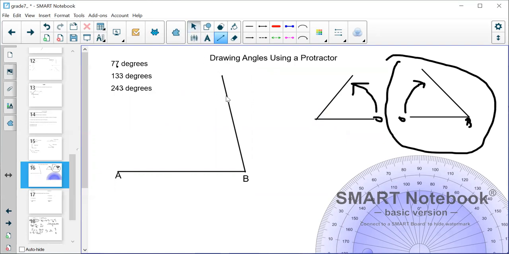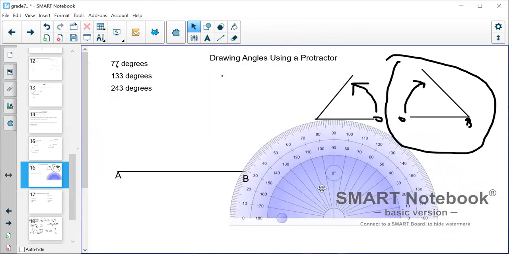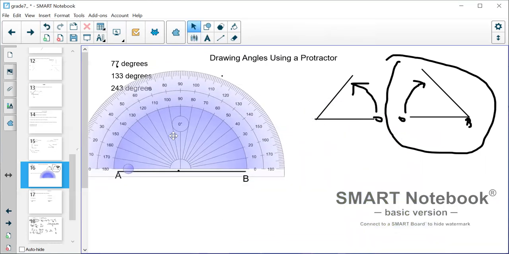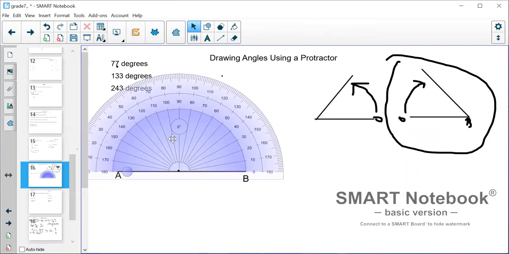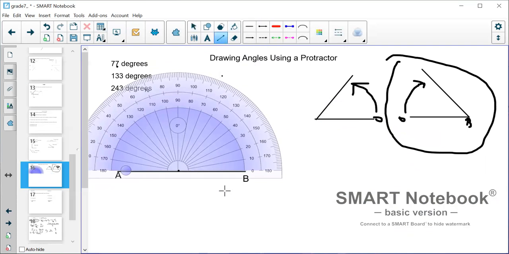All right. Now, please note, I'll do another demonstration of this because you need to know which measurements to use, whether it's the one on the outside or the one on the inside. Now, say, for example, I want to draw an angle from that point, right? I mark the point. I place the protractor at that point. All right. Now, I'm going to use a line to show you the difference.